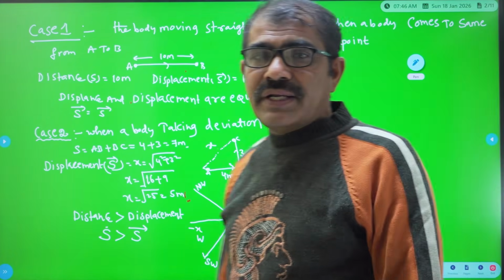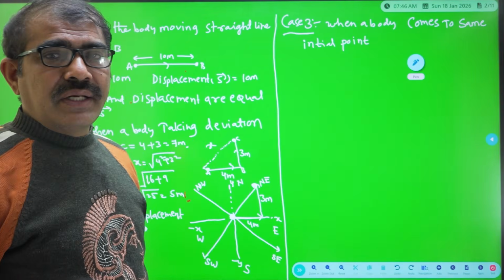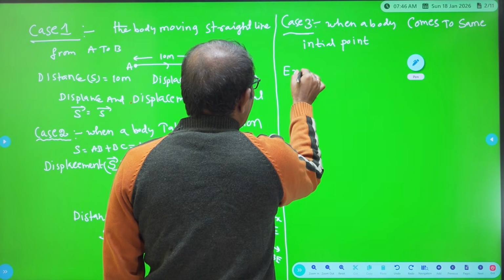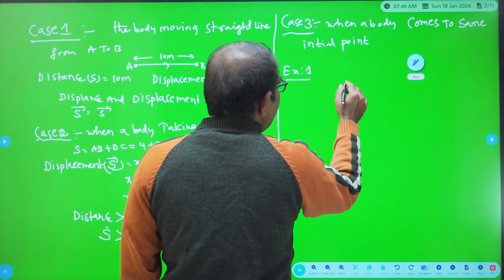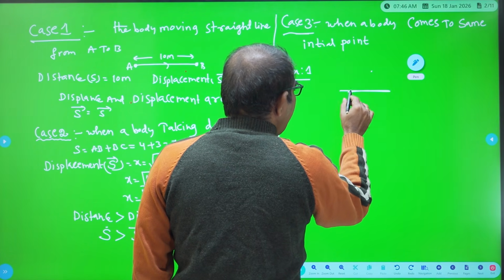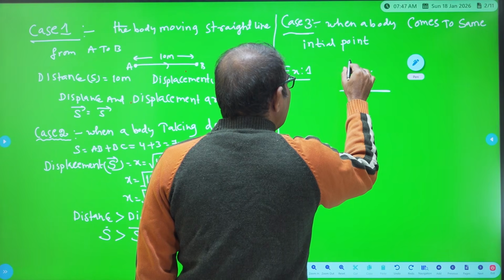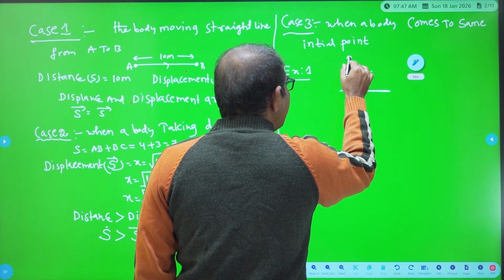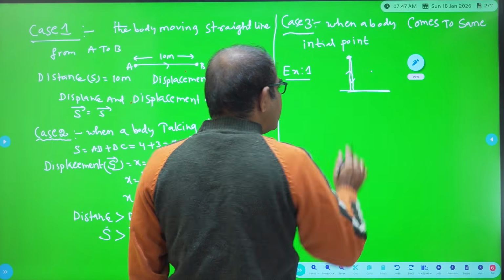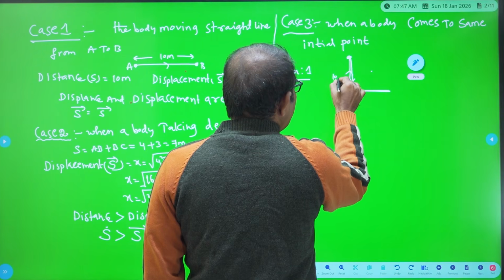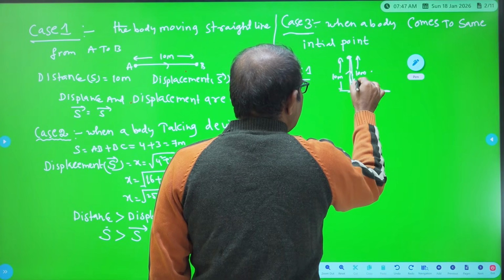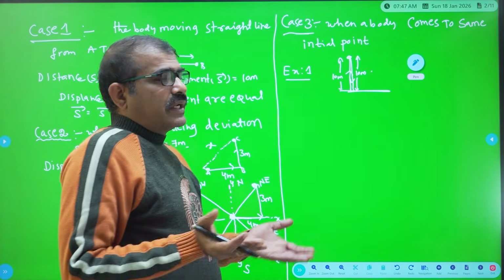Then what is the distance and displacement? For example, example 1. The body starts here, on the ground. Now the body is projected vertically upwards and again reaches the same point. The body is moving upward 10 meter, downward is 10 meter.